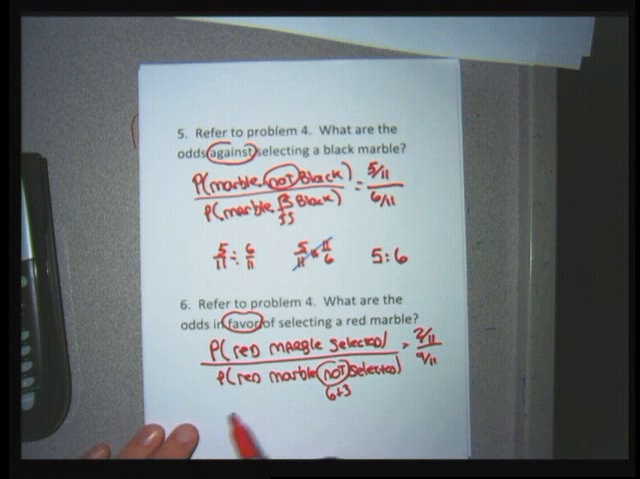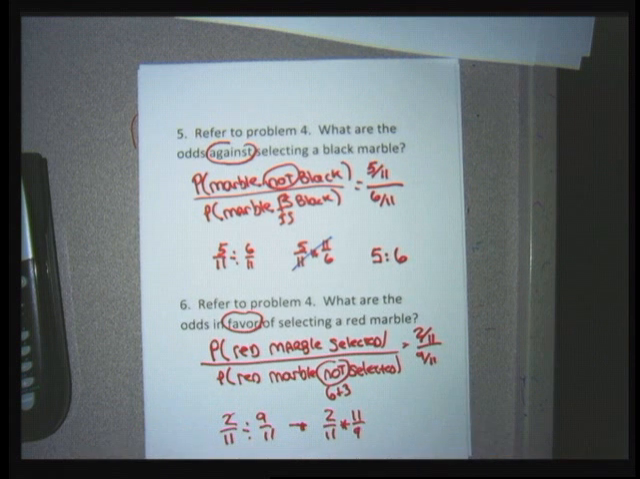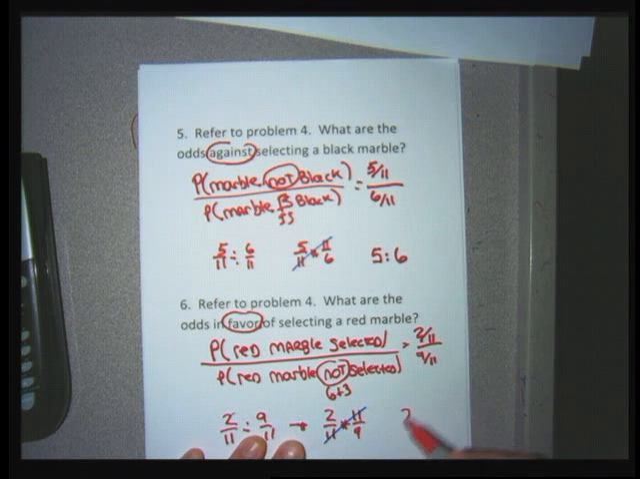So this is going to be rewritten as 2 over 11 divided by 9 over 11. Invert and multiply. This is 2 over 11 times 11 over 9. Cancel my 11s, and I get 2 over 9, which I'm going to write as the odds in favor of selecting a red marble are 2 to 9.